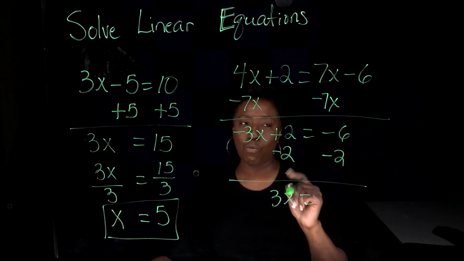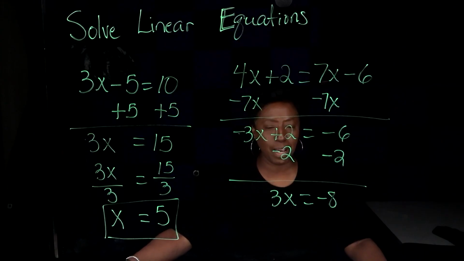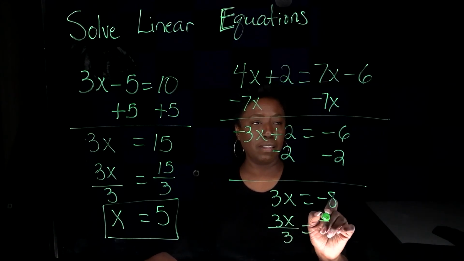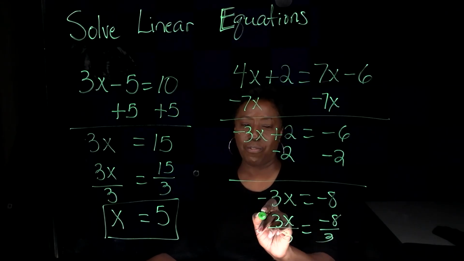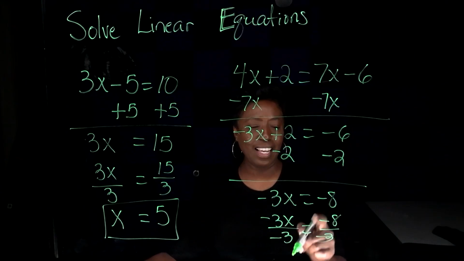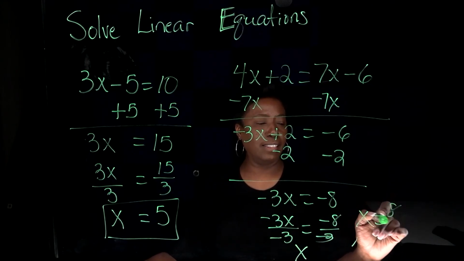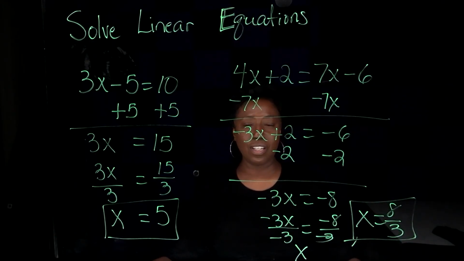Negative 6 minus 2, watch those signs, negative 8. Now that our variable term, negative 3x, is by itself, isolating x, so we will divide both sides by 3. Bringing down that negative, we don't want to forget it. Here, 2 negatives make a positive. 8/3 is our solution to our equation.